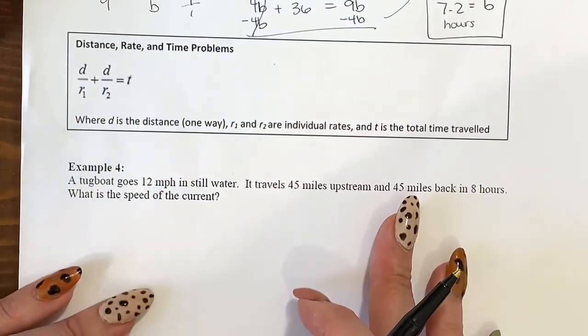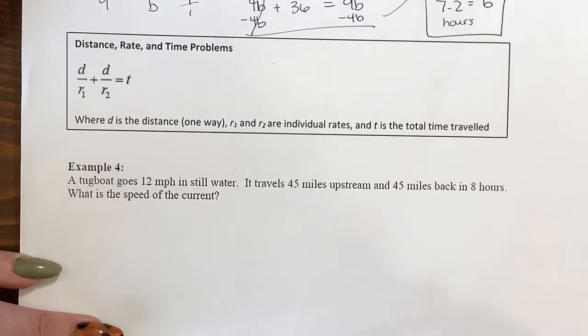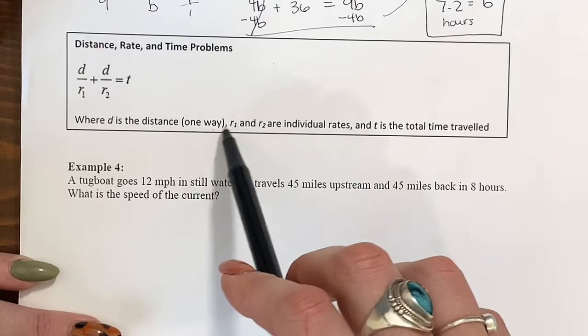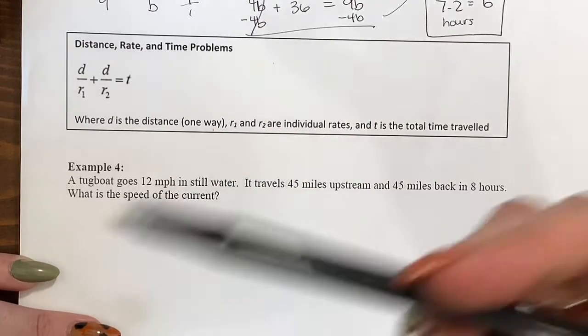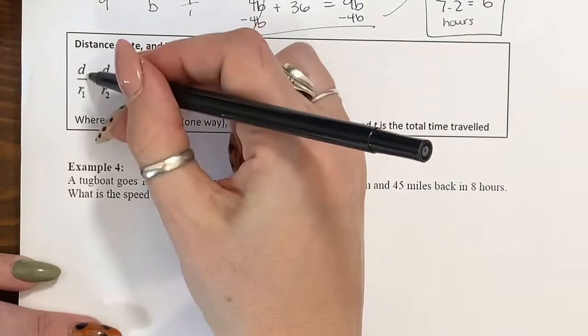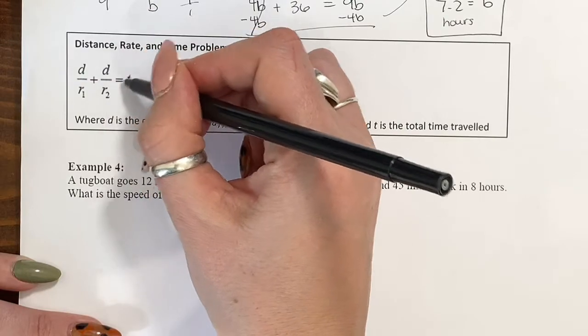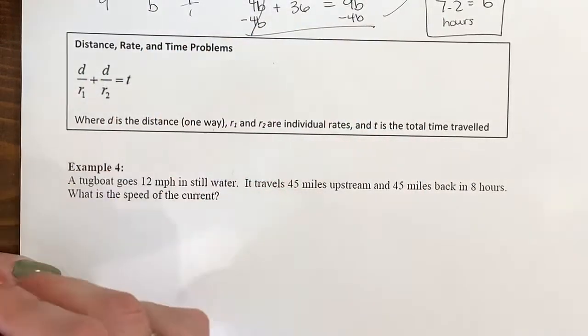The next type we're going to look at, this will be our last one, are problems that have to do with distance, rate, and time. These are specifically ones where you're going one way and then coming back. So you're doing something going there and back again. It's really similar to how the work problem is set up, where you have distance over rate 1 plus distance over rate 2 equals time. So you have those two fractions again.